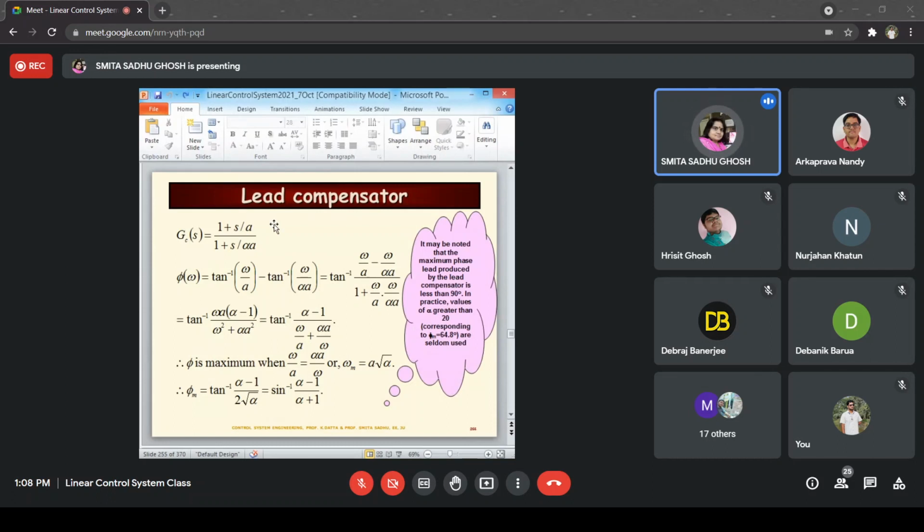So whatever I was saying regarding the calculation of the phase is actually shown on this slide, as well as the calculation of the value of the frequency where the maximum phase occurs. So G_c(s), that's the compensator transfer function, is given over here. So s equal to j omega you put, and then write the expression for phase. So phase is equal to tan inverse of omega by A minus tan inverse of omega by alpha A, whatever I was saying. Combine the two tan inverses together, because we actually want to find the derivative, so we have to do it over here. Combining, you have this, and then further simplifying this and this.